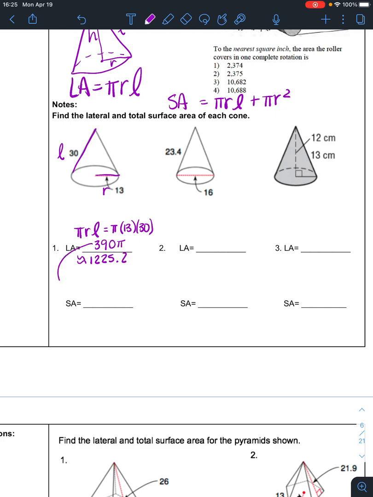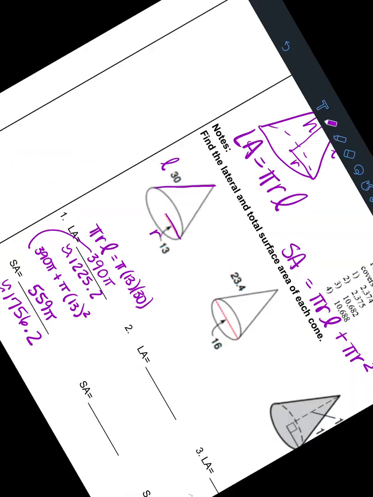My surface area would be to take that previous lateral area, 390 pi, and add the bottom circle, pi R squared. So 390 plus 13 squared. Notice I'm doing everything except for pi. I'm not hitting the pi key. That is 559 pi, or 1756.2 rounded to the nearest tenth.